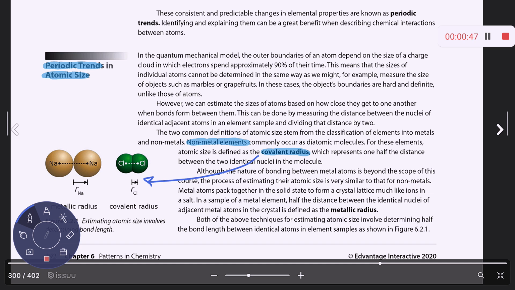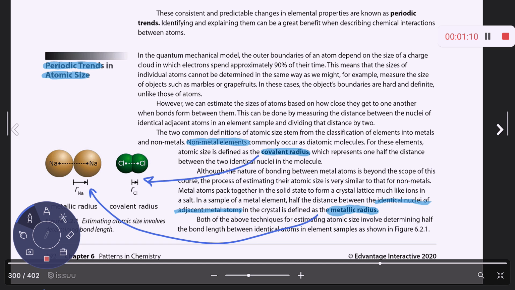That's my covalent radius. Metallic radius is simply if I'm looking at the identical nuclei of two metal atoms adjacent to each other in a crystal structure. An example would be right here with these two sodium atoms. Take the distance between the two sodium atoms, divide it by 2. That's called the metallic radius. They're just terms. I'm never going to talk about them after this.